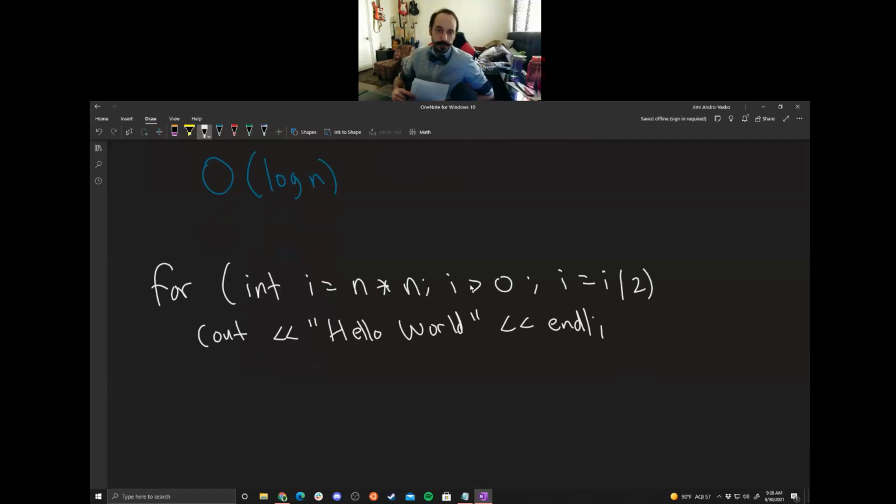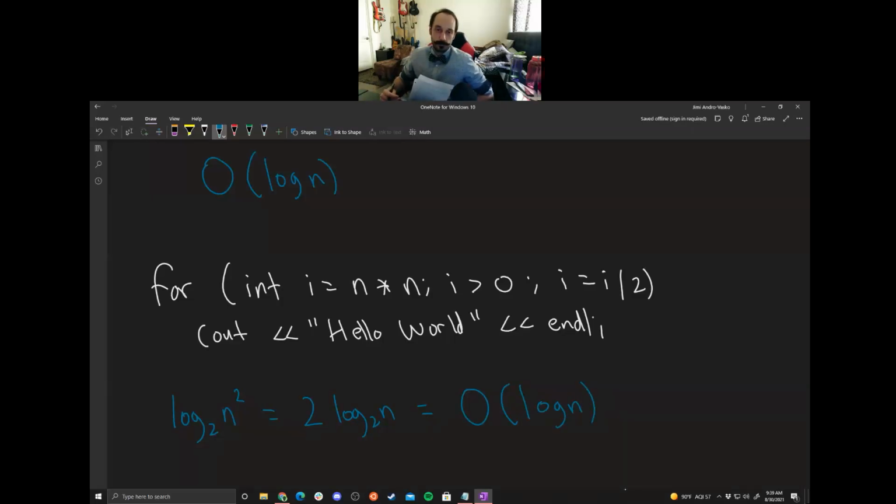So once again, we're dividing it by 2. We see this updater in this sort of way, which really implies logarithms again, because dividing by 2 is going to be logarithmic. In this case, we have n squared. So we're going to get log base 2 of n squared, which will just be 2 times log 2 of n, which is just O of log n as well.